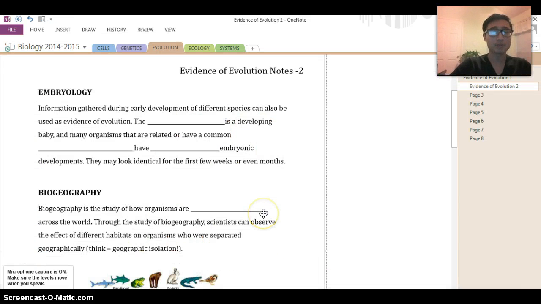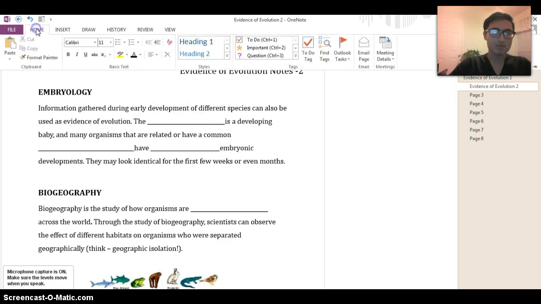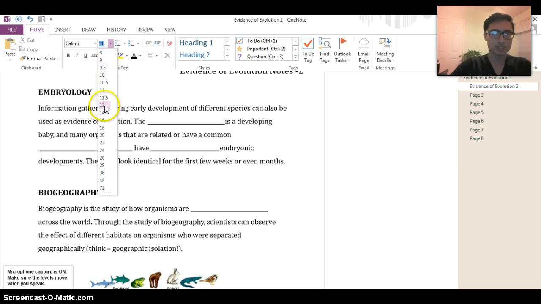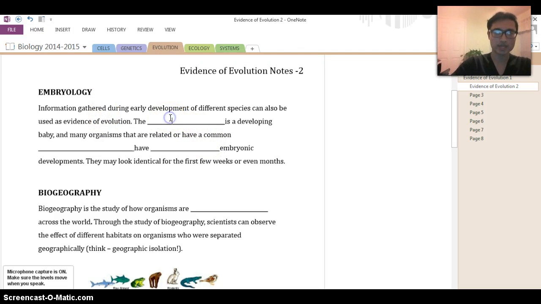So this is going to be on page 2 of your Evidence of Evolution notes. On the bottom right corner, it's going to say page 118. So we see here embryology. Remember, this is the information that's gathered during the early development of different species, which can also be used as evidence for evolution. What is a developing baby? Well, that's going to be the embryo. So let's go ahead and write down embryo here. So, embryo.